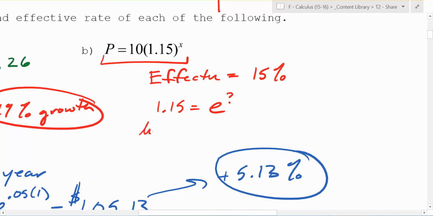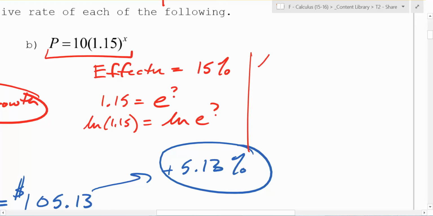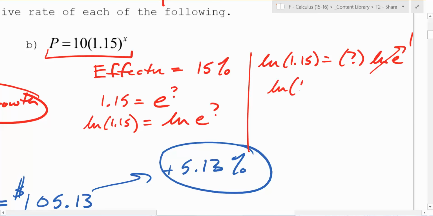So we do ln of what? 1.15 is equal to ln of e to the question mark. What do we do with the question mark? Bring it to the front. So you have ln of 1.15 is equal to question mark times ln e. But what's ln e? 1. So we have ln of 1.15 is equal to question mark. Can you tell me what that is? 0.139. So what does that mean? It's 13.9%.